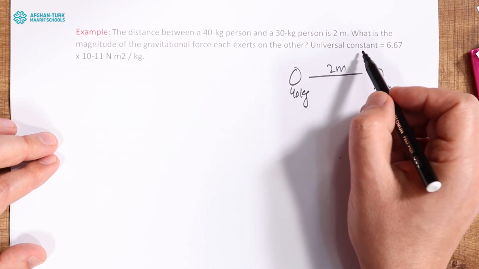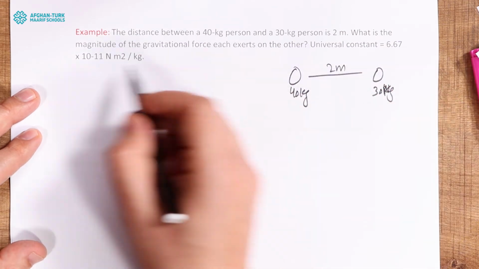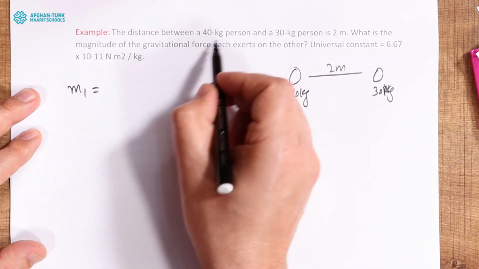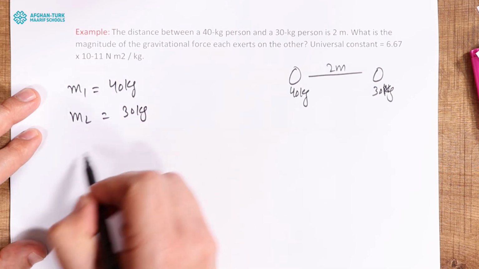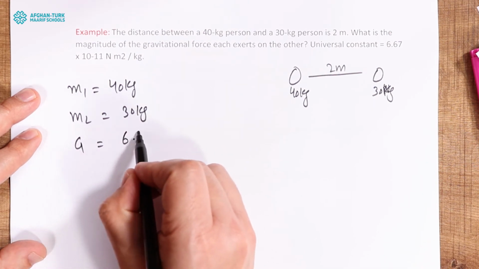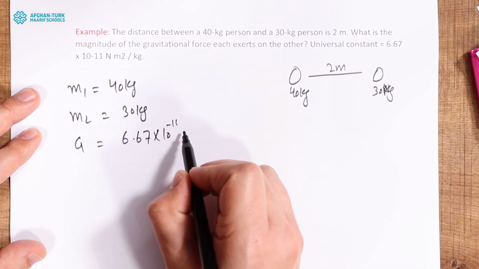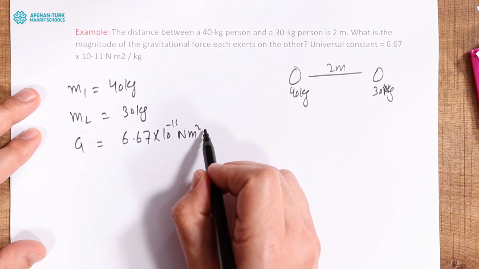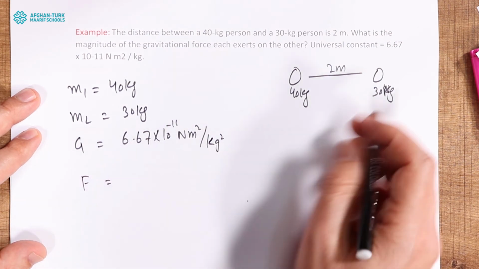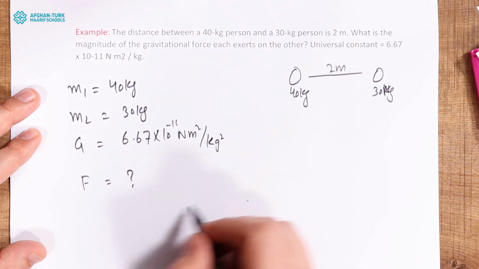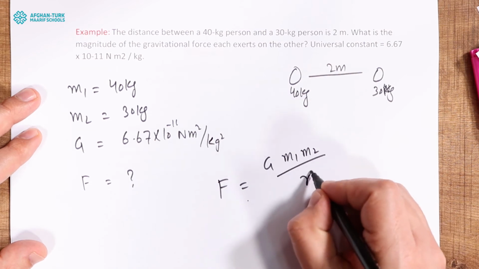The universal gravitational constant G value is already given, which is 6.67. Let's write the values: m1 is equal to 40 kg, m2 is equal to 30 kg. G is a constant, equal to 6.67 × 10^-11 N·m²/kg². This is already given, and the force of attraction is unknown. So putting the values: F = G m1 m2 / r².